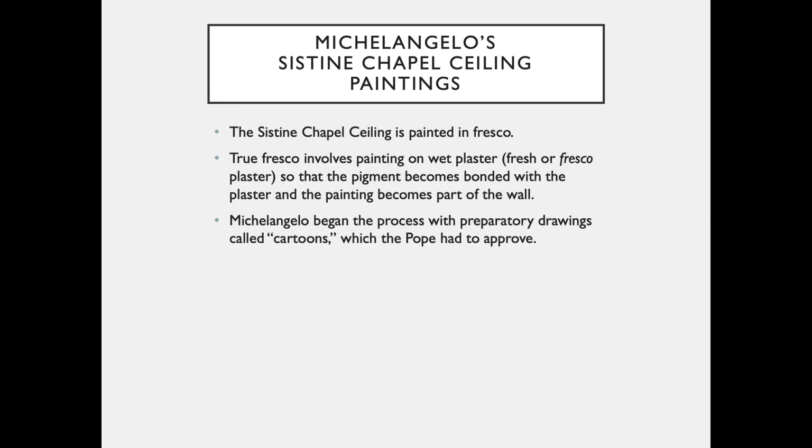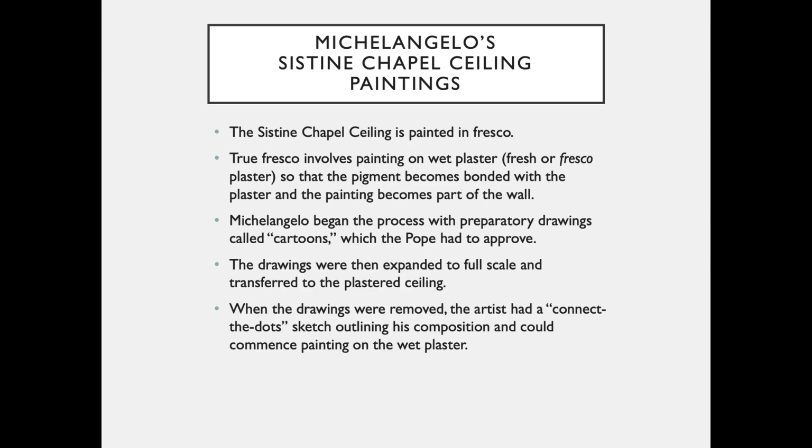Michelangelo began the process with preparatory drawings called cartoons, which the Pope had to approve. The drawings were then expanded to full scale and transferred to the plastered ceiling. When the drawings were removed, the artist had a connect-the-dots sketch outlining his composition, and then he could commence painting on the wet plaster.